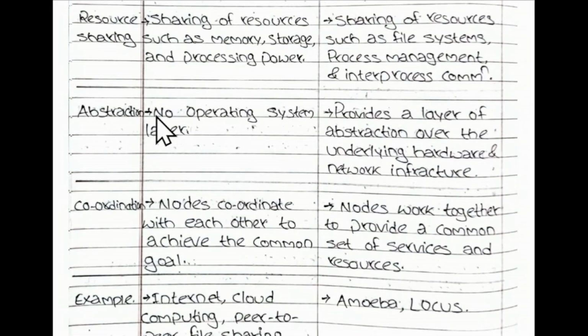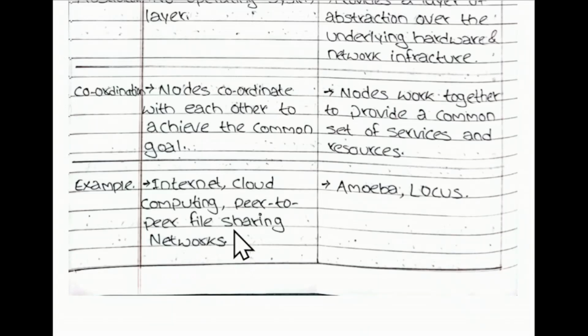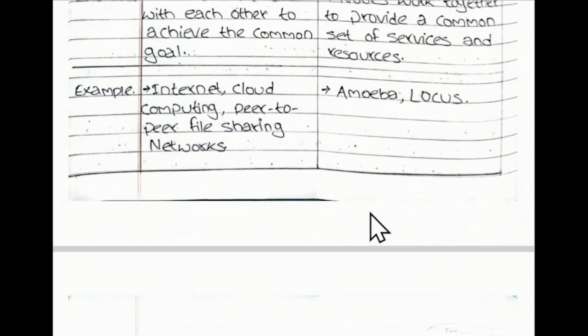Abstraction. The operating system layer provides a layer of abstraction over the underlying hardware and network infrastructure. Coordination. Nodes coordinate with each other to achieve the common goal. Nodes work together to provide a common set of services and resources in a distributed operating system. Examples of distributed systems are the internet, cloud computing, and peer-to-peer file sharing networks. Examples of distributed operating systems are Amoeba, Locus, etc.